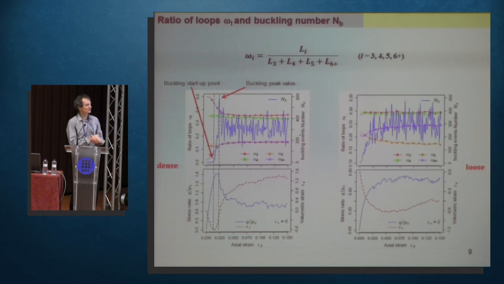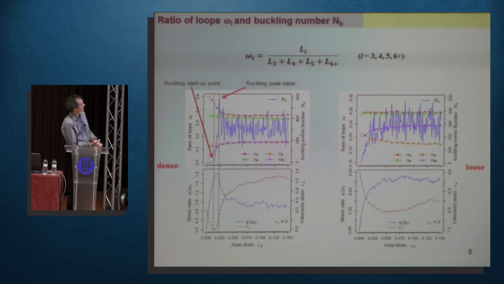So this is the result we have obtained. We have considered a biaxial test run on the two specimens, the dense one on the left and the loose one on the right. And on this slide, we are going to analyze the evolution of the different cycles. This is what we call omega. Omega i means the ratio of the different cycles, of the different loops. And we try to analyze how this ratio evolves over the loading path.